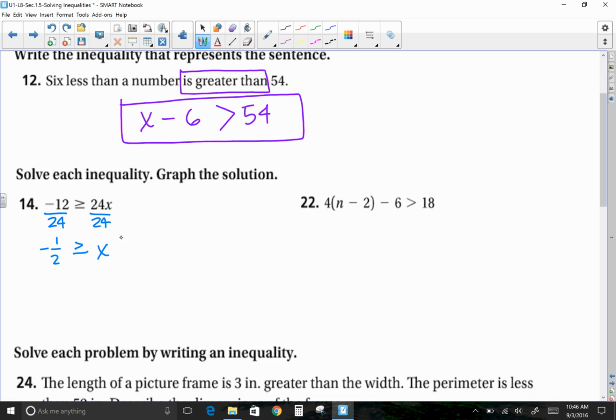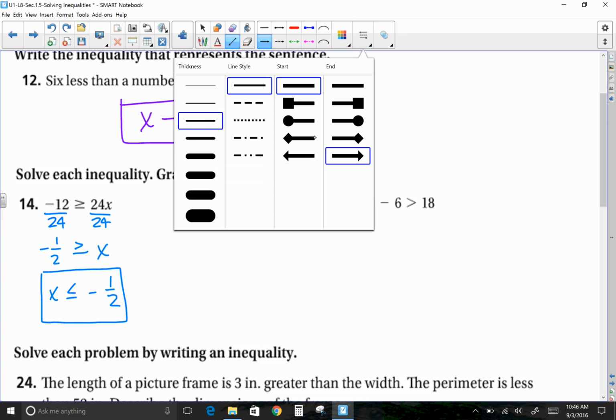Now, it is perfectly acceptable for you to leave your answer like that, but I am going to flip it just to remind you that if you choose to put x on this side and the number on that side, so if I flip this, I do have to remember to flip the inequality. So this would be the algebraic answer. Again, this is an acceptable answer, not a problem. Now, why would I go to the trouble to flip it?